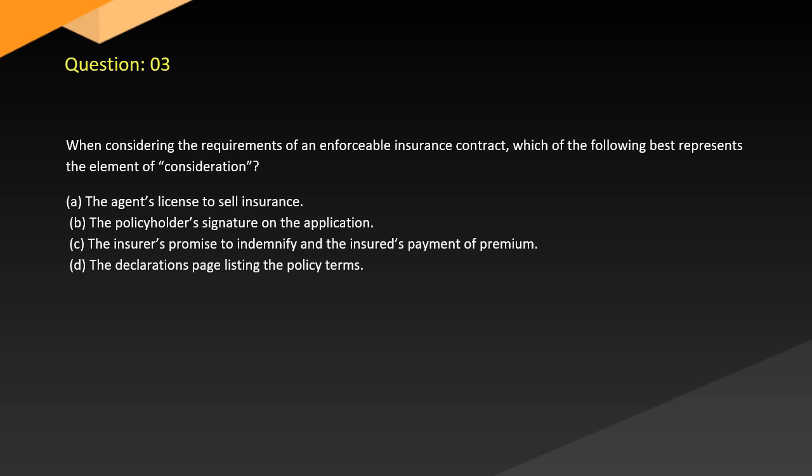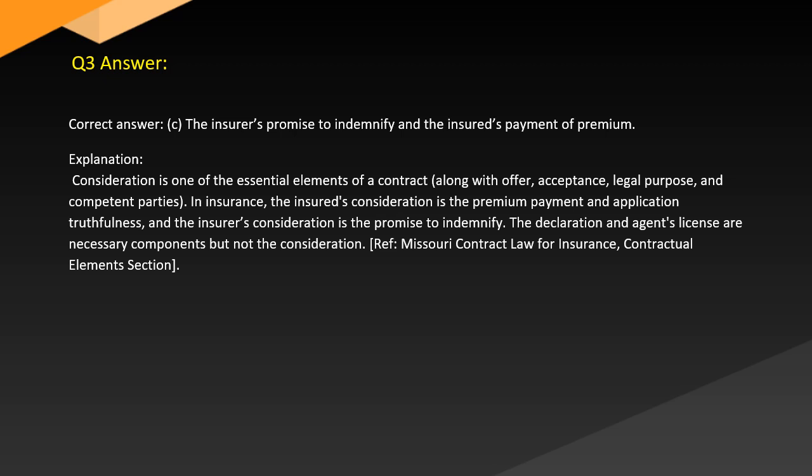Question 3. When considering the requirements of an enforceable insurance contract, which of the following best represents the element of consideration? A. The agent's license to sell insurance. B. The policyholder's signature on the application. C. The insurer's promise to indemnify and the insured's payment of premium. D. The declarations page listing the policy terms. Answer. Correct answer, C. The insurer's promise to indemnify and the insured's payment of premium.